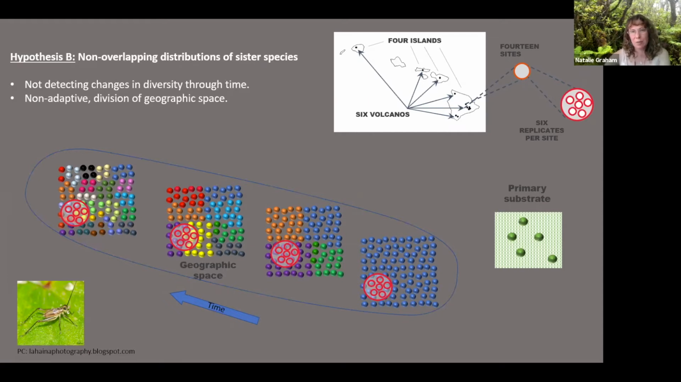And this is where we would think of more of this non-adaptive division of geographic space, where richness would increase more gradually or just be difficult to detect at the younger site because they're basically all the same. As you get to the older site, they've divided up the geographic space, and so you can actually detect those differences within a site between these different site replicates.